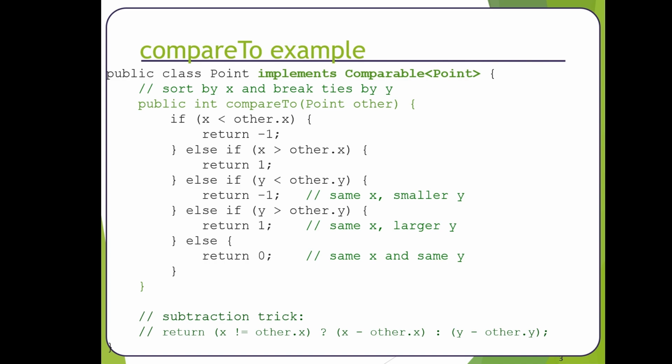This is the example here. A class Point implements Comparable, and if x is less than other.x, it should return -1. If x is greater than other.x, it should return 1. We are taking two parameters, x and y: if y is less than other.y, it should return -1. If y is greater than other.y, it should return 1, or else it should return 0.